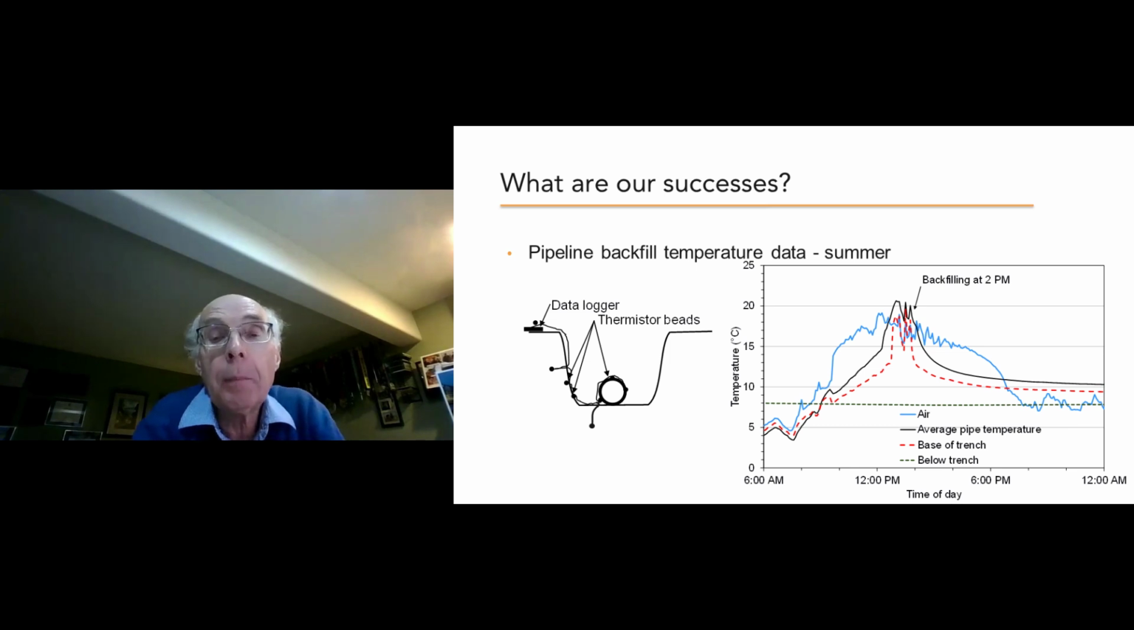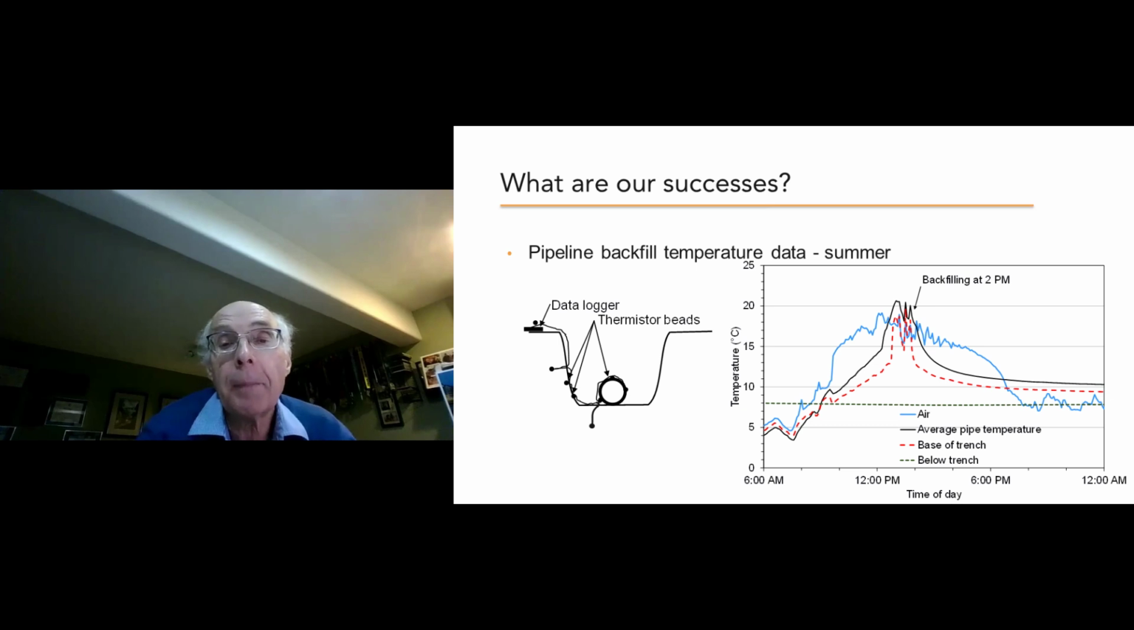In summertime, we see the opposite effect. What we see here then is the blue line is the air temperature. You see a dashed line that is at about +8 degrees. That's the soil temperature below the bottom of the ditch. The base of the trench is the red line, and the average pipe temperature is the black line.